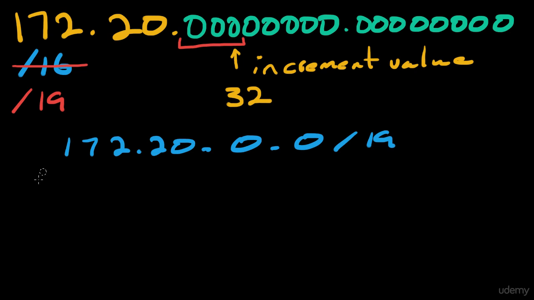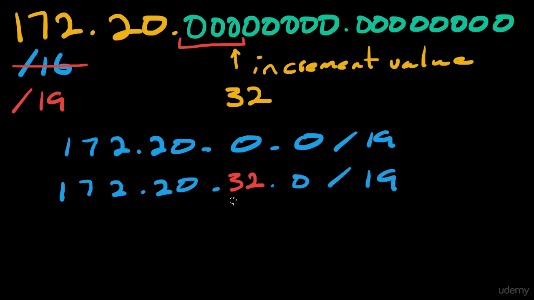The next one would be 172.20. The subnet bits are in the third octet. We will increment this by 32. 32.0/19. This network ID is where this bit is a 1 and the remaining 2 bits in front here are zeros. That is the 001 combination.